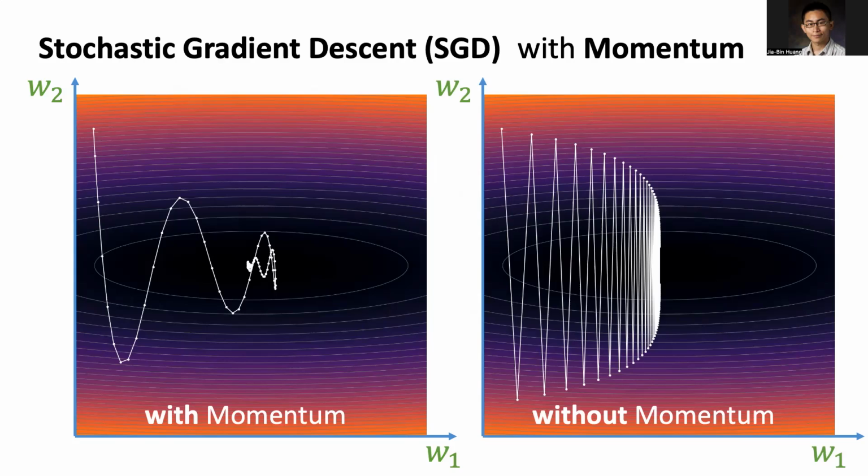So this is one idea of using momentum. Basically, look at the gradient statistics over time, and you can use that. Instead of using the gradient, you use the velocity as the update method.